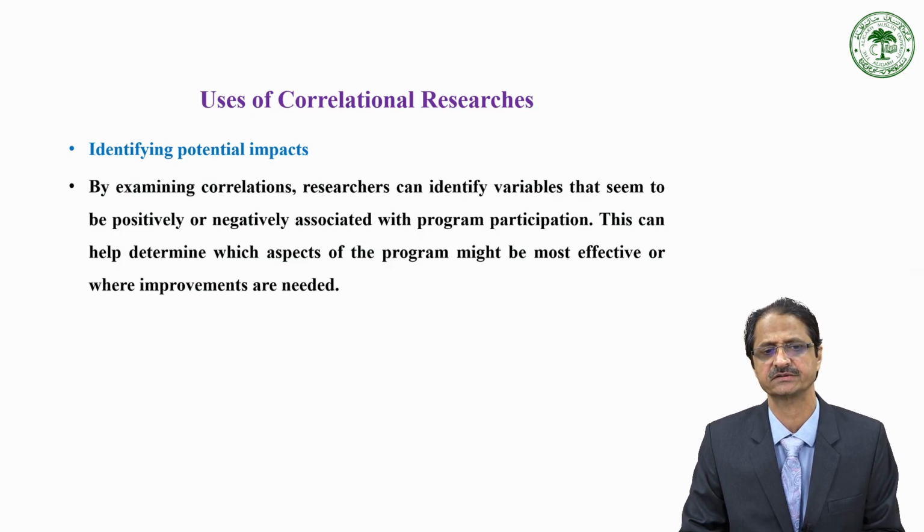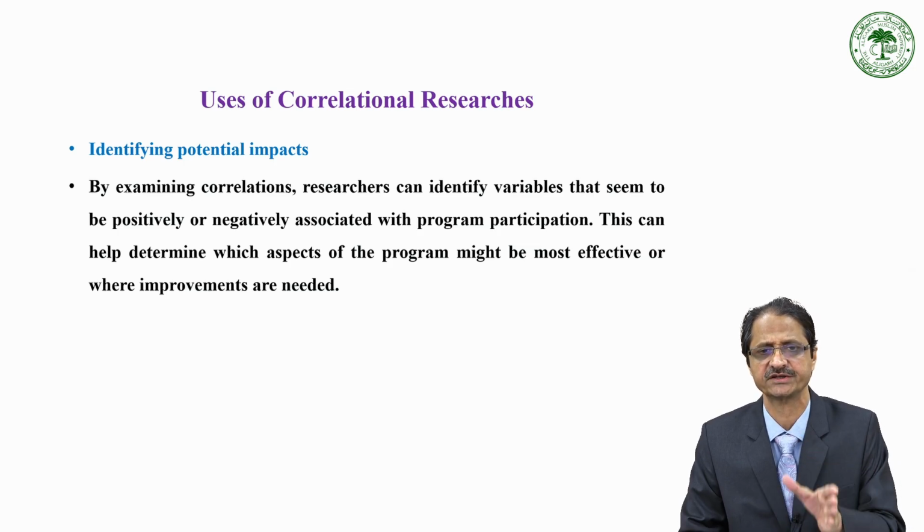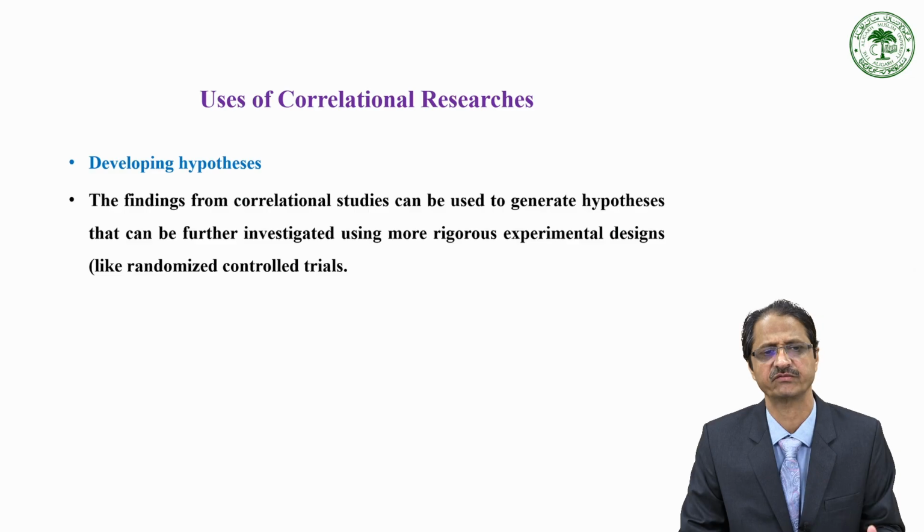Use of correlational researches: identifying potential impacts. By examining correlations, researchers can identify variables that seem to be positively or negatively associated with program participation. This can help determine which aspects of the program might be most effective or where improvements are needed. So, correlational studies are basically useful to identify the potential impact of the program, where we are using case studies, causal comparative studies, and interrelationship studies.